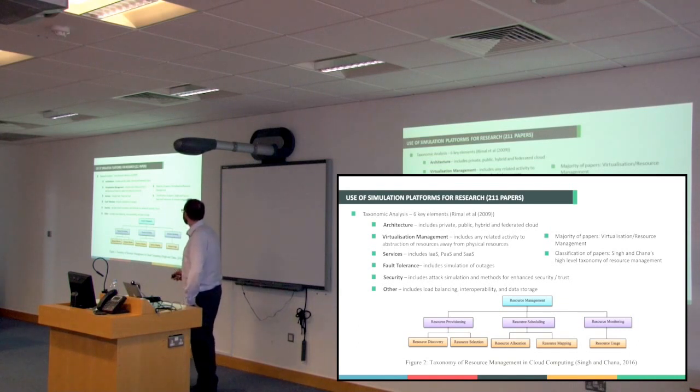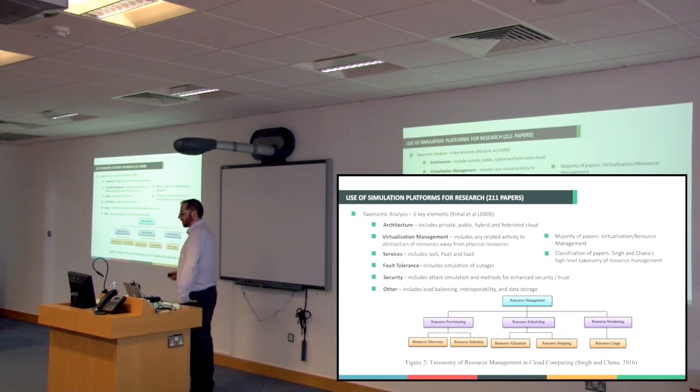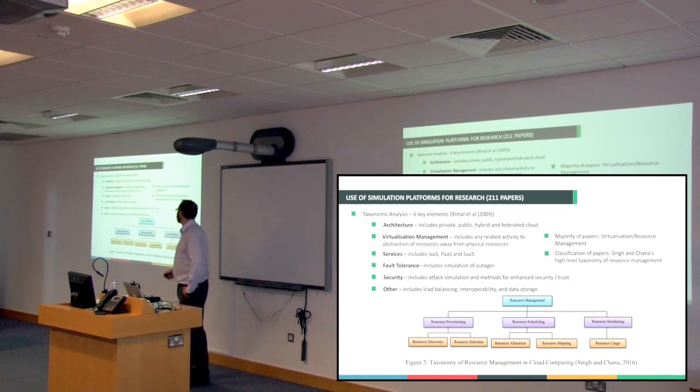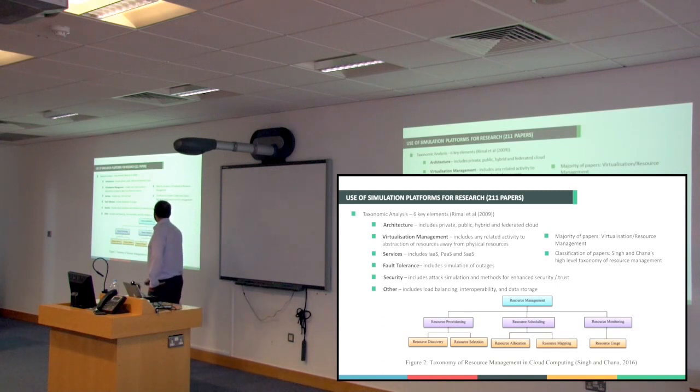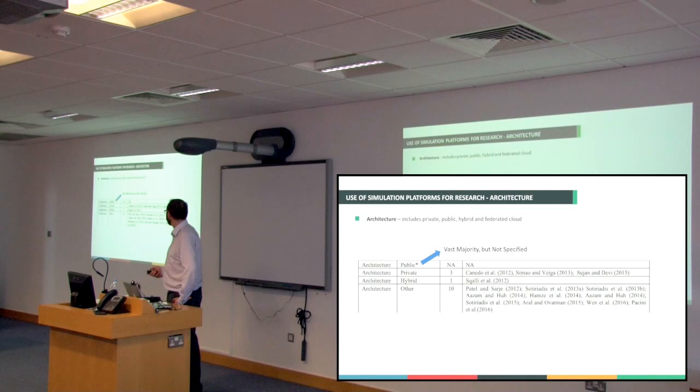An attempt was made to classify them based on the taxonomy promoted in 2009, where they proposed a taxonomy of cloud based on architecture, virtualization management, services, fault tolerance, security, and quality. Because so many fall under virtualization management, there's a further classification promoted by Singh and Chana from 2016 related to resource provisioning, resource scheduling, and resource monitoring. I'll just pick through these really quickly.